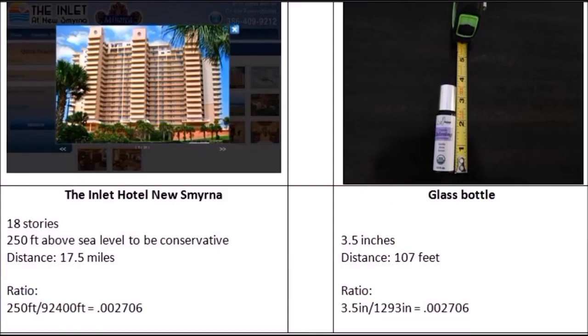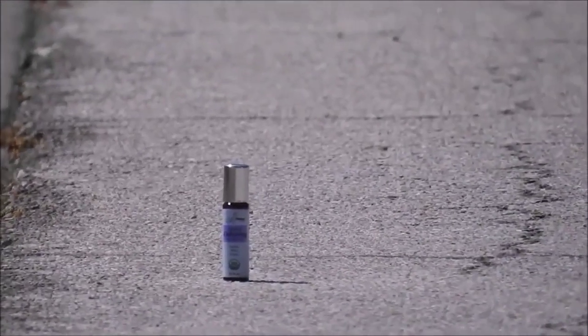In order to simulate the size and distance of that hotel, I took a small glass bottle and put it on the road and then filmed from ground level. Now the hotel is about 18 stories, which equals about 180 to 200 feet. I used 250 feet just to be conservative and to give it some room above the actual water line, and the distance is 17.5 miles. The glass bottle is 3.5 inches, so that meant that I would have to put it at a distance of about 107 feet to get the same ratio.